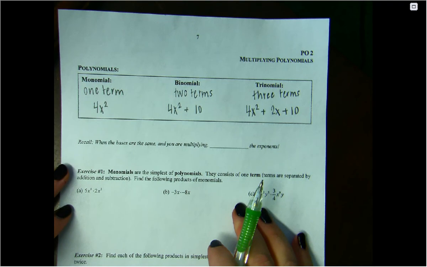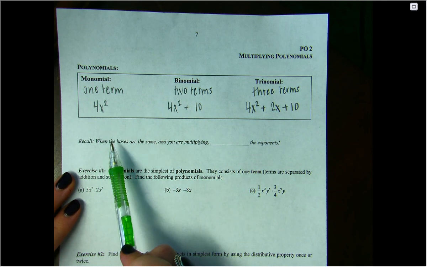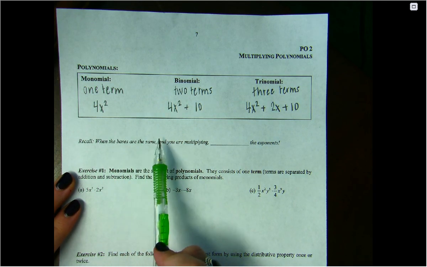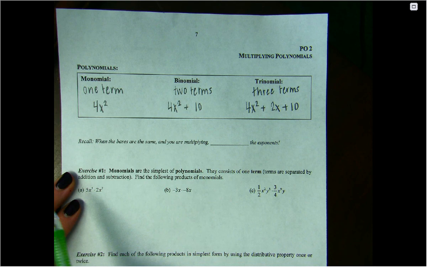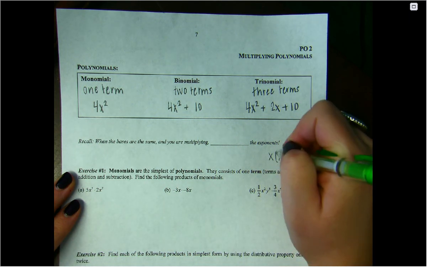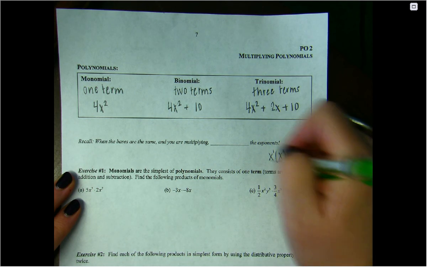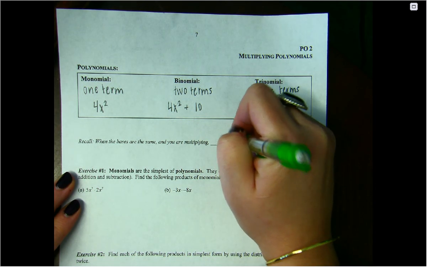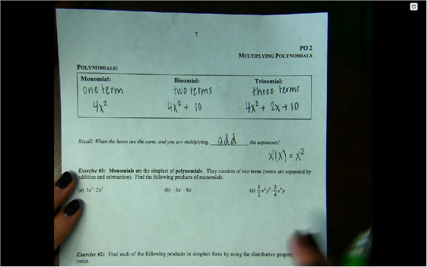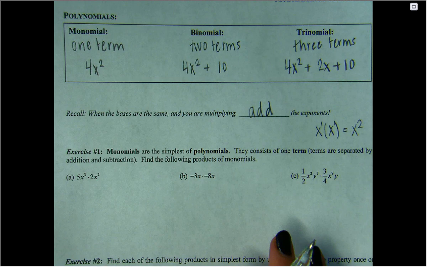Before we jump into our good stuff today, we have to remember that when the bases are the same and you're multiplying, what are you doing to the exponents? If I said to you, what is x times x? Well, remember this has a 1 and this has a 1, and then we're left with x squared. So what did I do to these? I added them. So when you're multiplying these together, you're going to be adding your exponents, and that's exactly what we're going to be doing today.